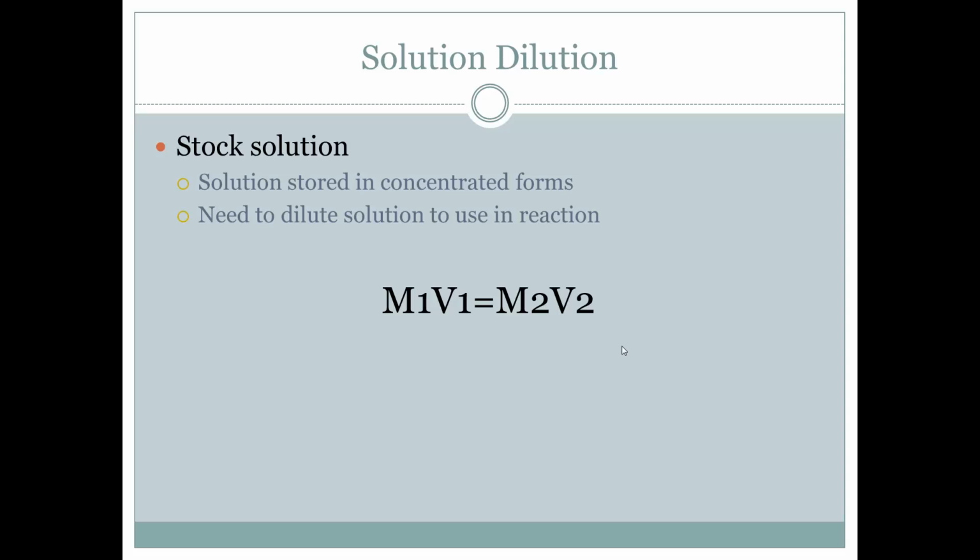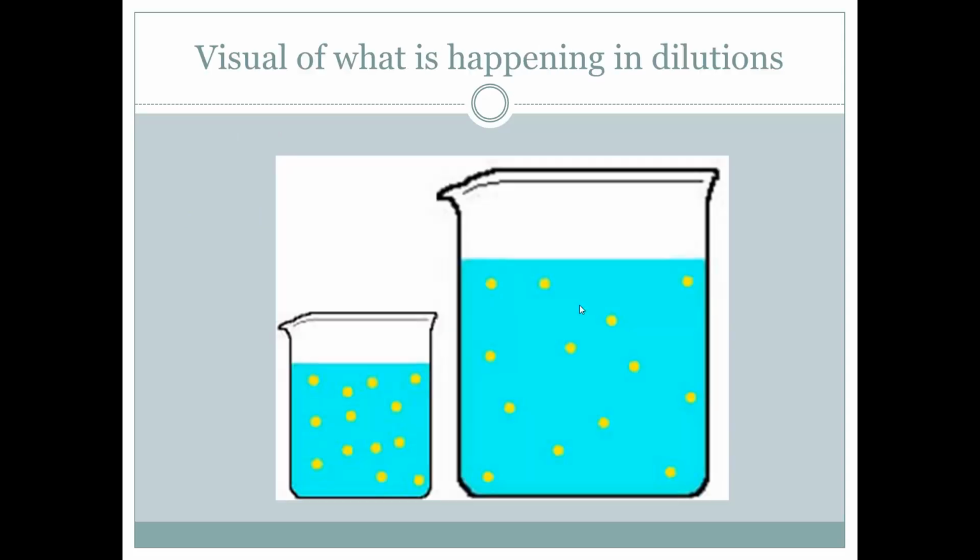It typically is more concentrated because then you can dilute it and make a lot more of other things. And this is the equation to do this: M1V1 is equal to M2V2. In other words, we need a small volume of the concentrated solution to make a weaker solution with a larger volume. To give you a visual, notice we have all these particles somewhat close together. Once we add more water and put it in a different jug, the molecules become more spread out. That's what's happening when you're diluting.